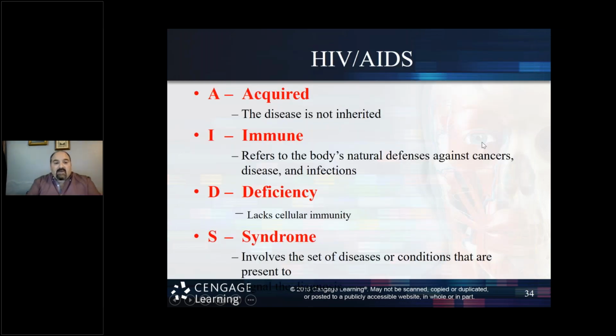All right. Now we're thinking of HIV and AIDS. So HIV can progress into AIDS, acquired immune deficiency syndrome, right? So it's not inherited. It's acquired. It affects the immune system, which refers to the body's natural defense against cancers, disease, infections. Deficiency means lacking of this cellular immunity. Cellular immunity deals with the T cells, okay? And the syndrome involves a set of diseases or conditions that are present and that will affect how the body's immune system functions.